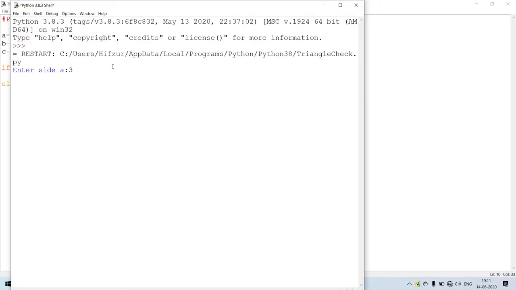Let us say 3, 4 and 5, the triangle can be formed. You can check that 3 plus 4 is greater than 5, 4 plus 5 is greater than 3 and 3 plus 5 is greater than 4 respectively. So a triangle can be formed here.